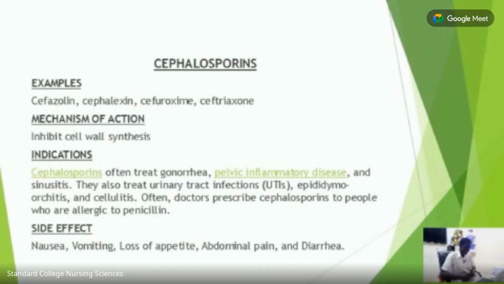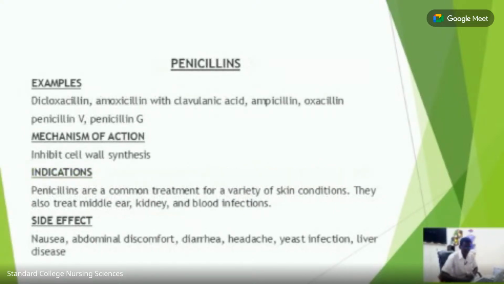Now let's go to the next class, which is the penicillins. Penicillins are also one among the class of antibacterial drugs, whose mechanism of action is to inhibit cell wall synthesis, the same as that of cephalosporin we just mentioned. I'm sure that I earlier explained what the inhibition of cell wall synthesis is. So the penicillin has the same effect as that of cephalosporin.